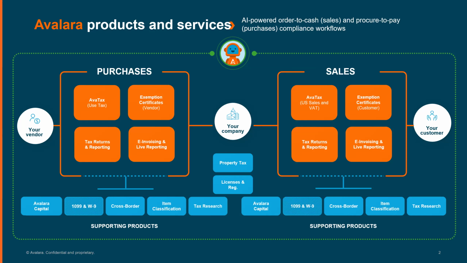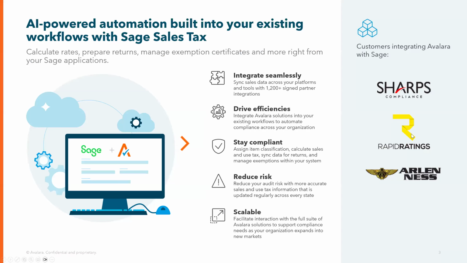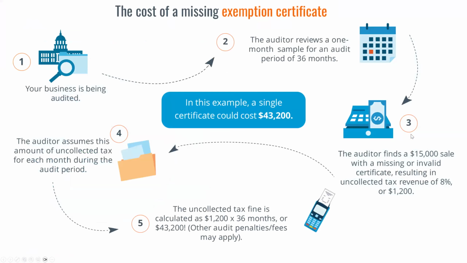Now, the other side is certificates, exempt certificates, and I'll jump ahead a few slides just to keep us in line. This is a real example of a prospect that came to us with a problem. What happened was they got audited. And when you get a certificate, you stick it in a file folder, you scan it on your desktop, and you check a box inside of Sage to say the customer is exempt.